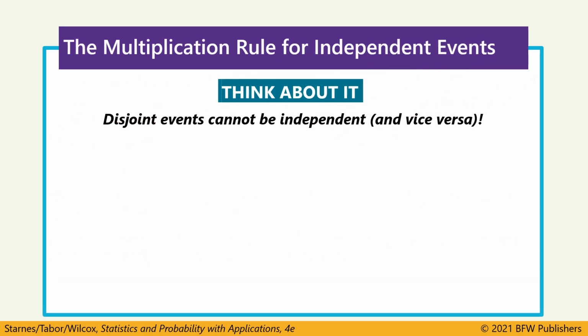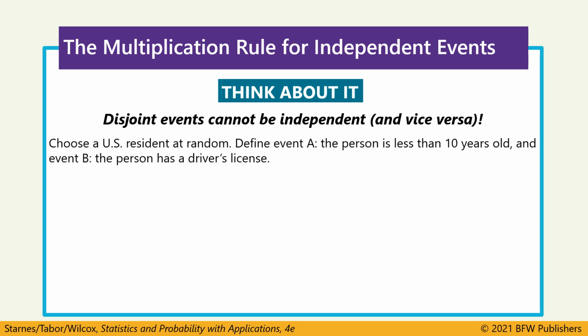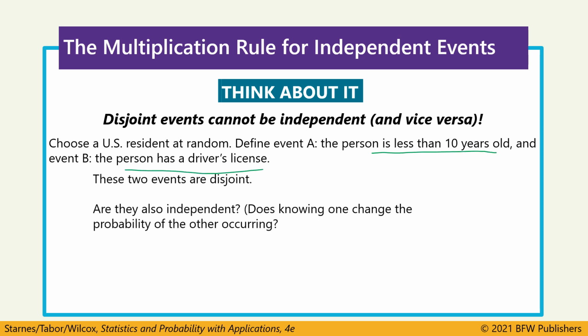Lastly, disjoint events cannot be independent and vice versa. Disjoint is when two things can't happen at the same time, also known as mutually exclusive. Independence is when we have two events that don't affect the probability of another. Let's say we have the event A, which is a person less than 10 years old, and event B, a person has a driver's license. These are disjoint events. You can't be less than 10 years old and have a driver's license.